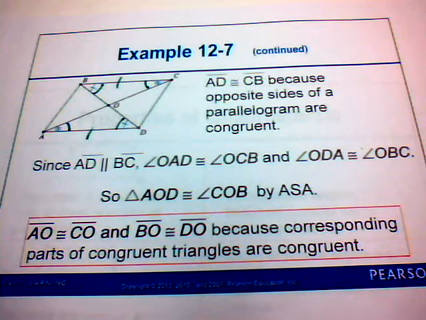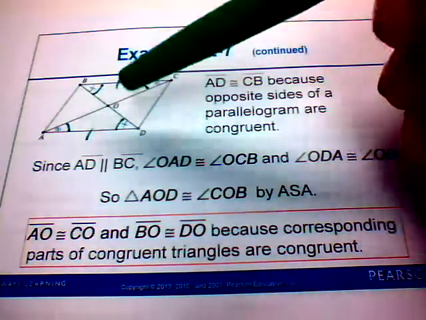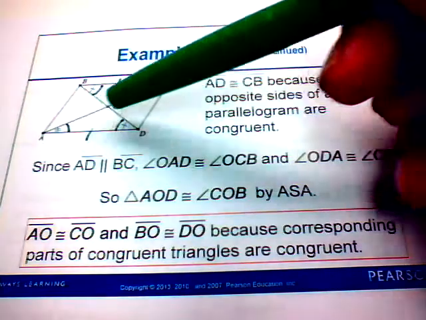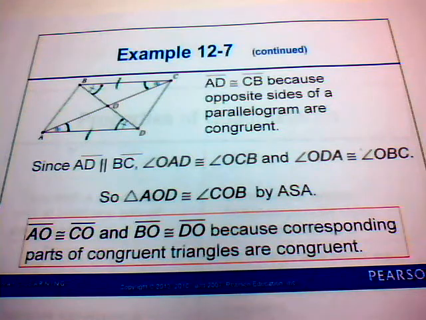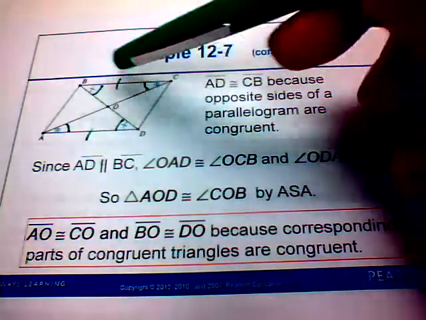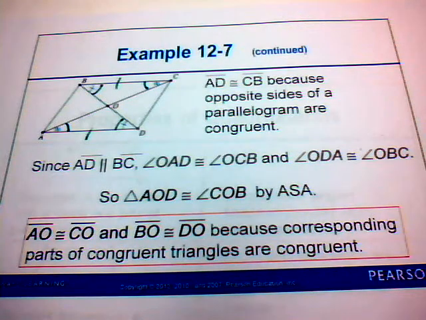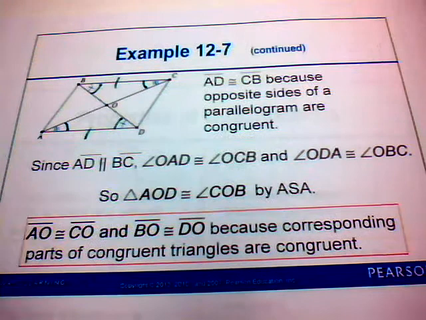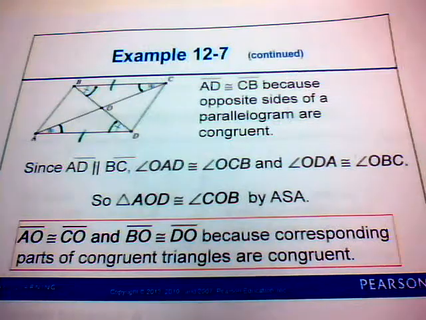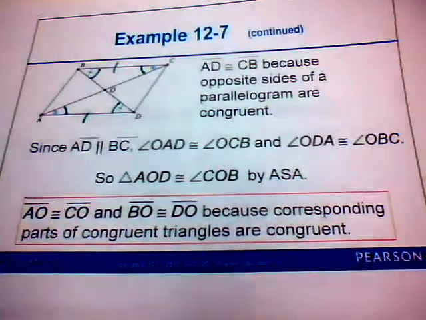Okay, and from that we can use the angle side angle property. So in this case here, we have an angle, a side, and an angle. We can prove that triangle AOD, right here, and triangle COB, that's this triangle up here, are congruent to each other because of the angle side angle property. And then from that, we can say that line segment AO is congruent to CO, and line segment BO is congruent to DO because of the fact that corresponding parts of congruent triangles are congruent. Okay? And because of that, we can say that the diagonals do bisect each other in a parallelogram.